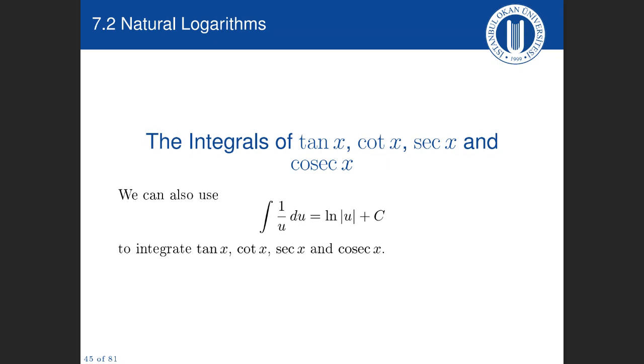Next, I want to talk about the integrals of tan x, cotan x, sec x, and cosec x. And to calculate these integrals, we're going to use this formula. Integral of 1 over u du is equal to ln absolute value of u plus c.